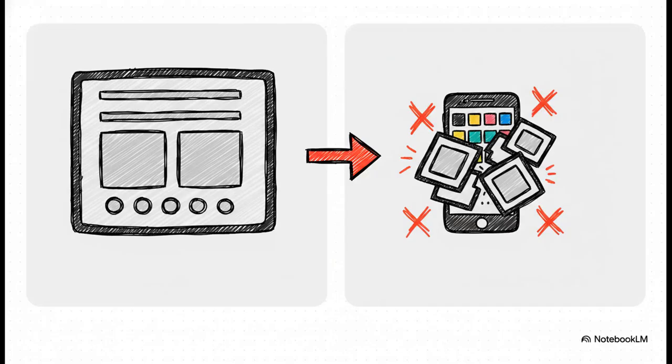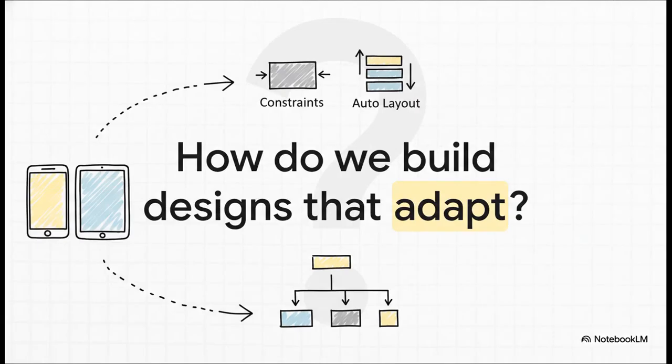Have you ever been here? I mean, we've all been here. You design something that is pixel perfect on your desktop canvas. It looks amazing. But the second you resize that frame to see how it looks on a phone, everything just falls apart. Elements are overlapping, the spacing goes haywire, it's a total mess. It is so frustrating, and it's a super common problem. But the solution? It's already built right into Figma, just waiting for you to unlock it.